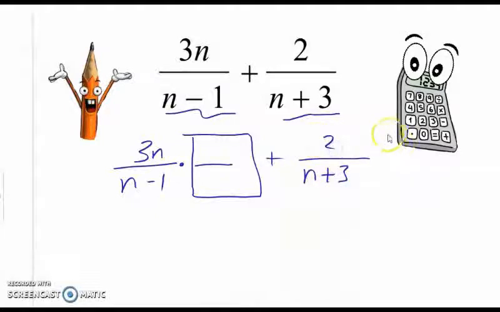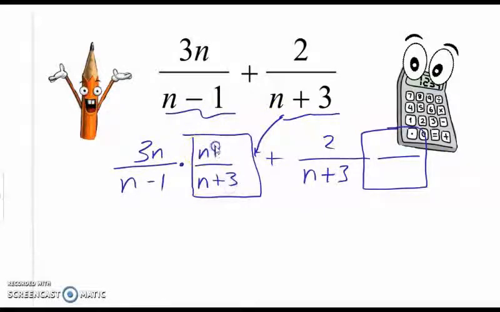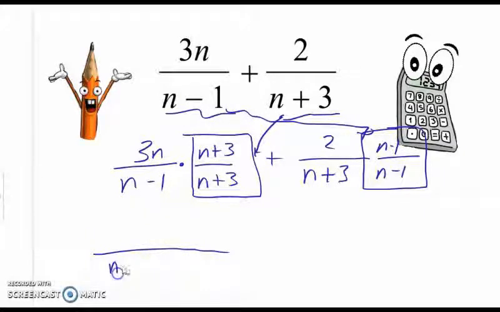The way we're going to do this is with a big box, and this is basically going to be our big 1. And what we're going to do with this big 1 is take the other denominator and multiply it to the other side of the equation. For this problem, we're going to multiply n plus 3 into 3n over n minus 1. And as you can see, we have to do this both for the top and bottom, the numerator and denominator. So we're going to plug this into the equation, and we're going to do the same thing with the other side. We're going to plug in n minus 1 to 2 over n plus 3.